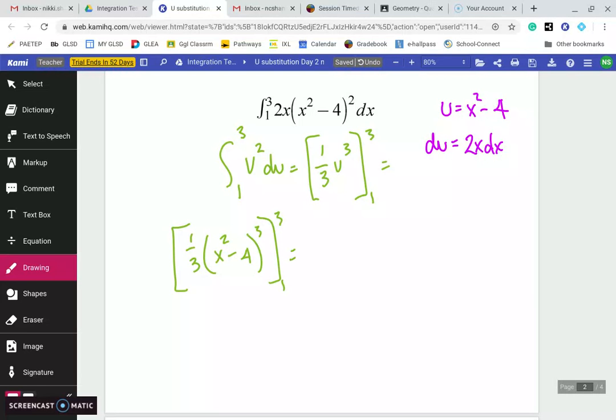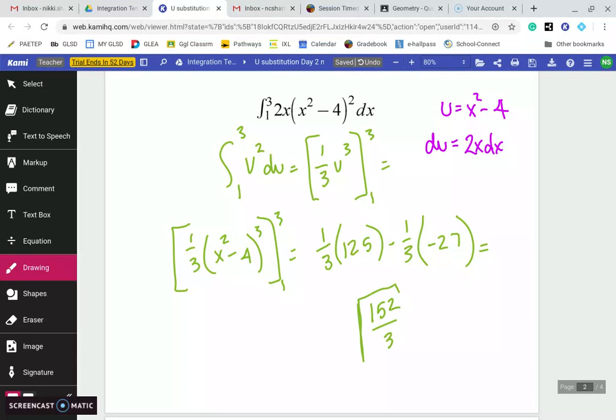So there we go. So now I can plug those in. So I'll get 1/3 when I plug in 3. I'll get 5 cubed, which is 125, minus, when I plug in 1, I'll get -3 cubed, which is -27. And so you end up here with 152 over 3.